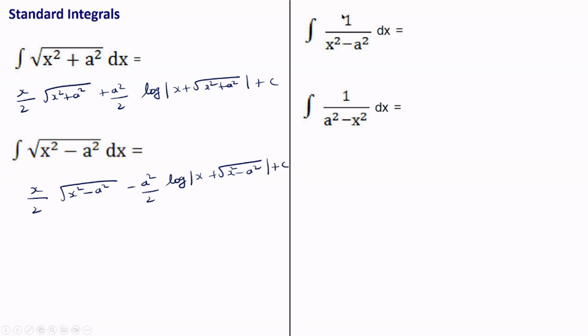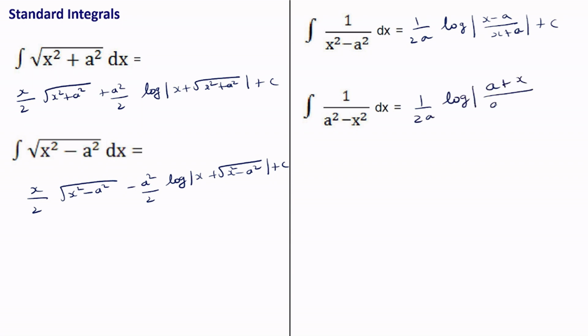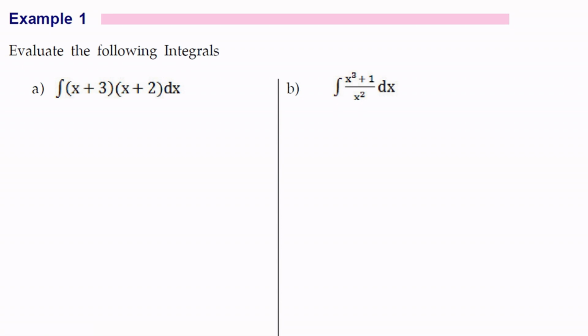Next we have integral 1 by x square minus a square dx. It is 1 by 2a log mod x minus a by x plus a plus c. Next we have integral 1 by a square minus x square dx. It is 1 by 2a log mod a plus x by a minus x plus c. So these are the standard integrals for various functions. Now we will see the examples.